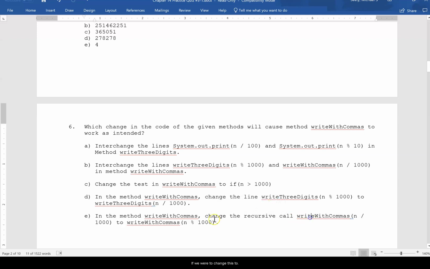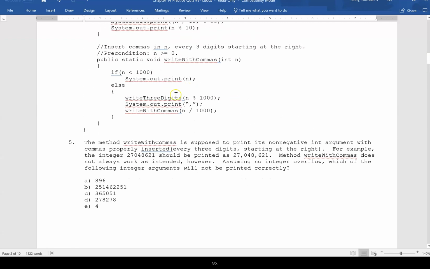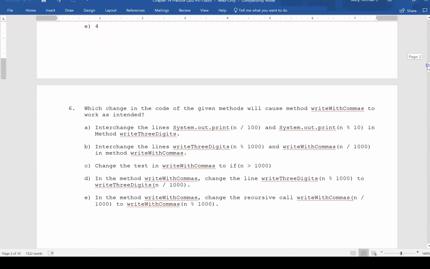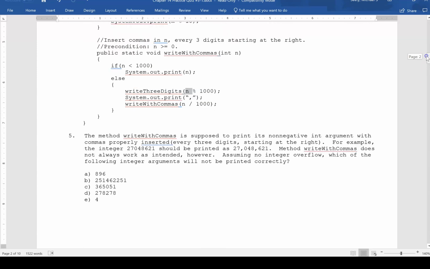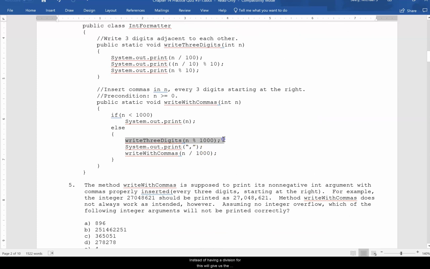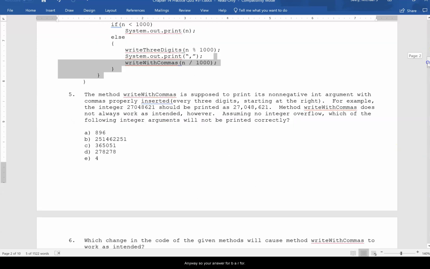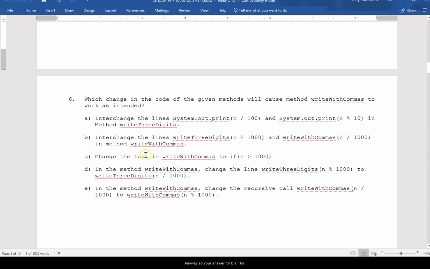So if we were to change this to... we would change what? So instead of having a division, this would give us, first time through, 365, and then 360. This would also give you 365, 365, so that doesn't work. Anyway, your answer for question 6 is B. You would change these two, and just plug it in and test it.